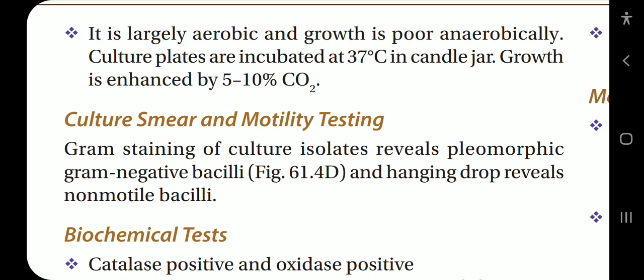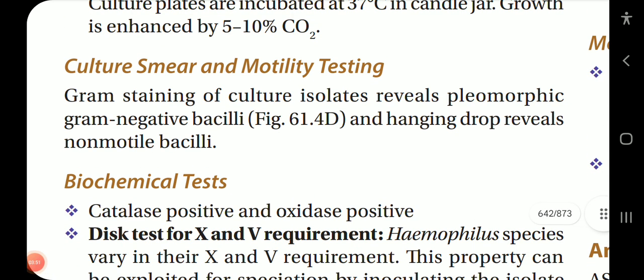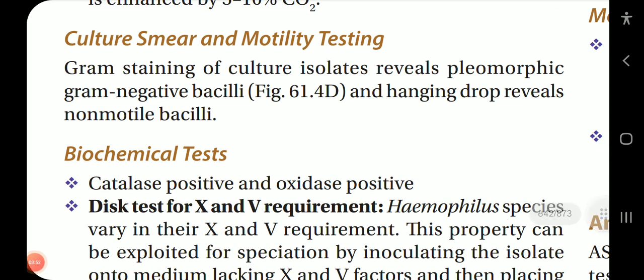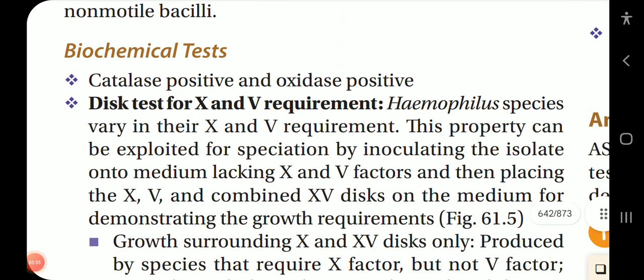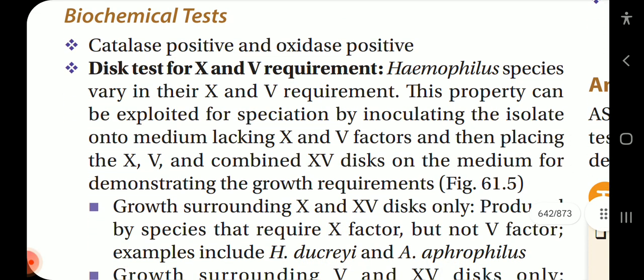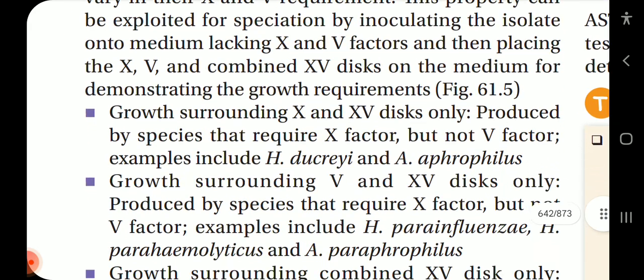Culture smear and motility testing: Gram staining of culture isolates reveals pleomorphic gram-negative bacilli, and hanging drop reveals non-motile bacilli. Biochemical test: catalase positive and oxidase positive. Test for X and V requirement: Haemophilus species vary in their X and V requirement. This property can be exploited for speciation by inoculating the isolate onto medium lacking X and V factors and then placing the X, V and combined XV discs on the medium for demonstrating the growth requirements.